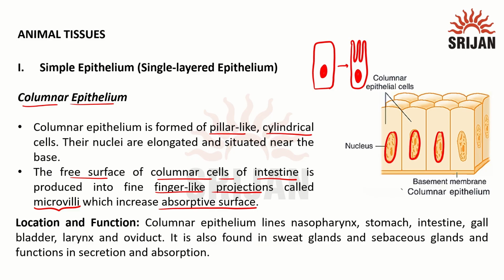Now if we see the location, they are found in the lining of nasopharynx, stomach, intestine, gallbladder, larynx and oviducts. And it is also found in sweat glands and sebaceous gland, which is an oil secreting gland, and its main function includes secretion in most of the part and absorption, especially in the small intestine.